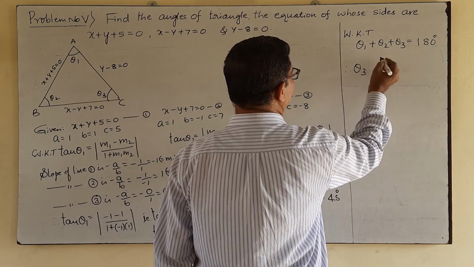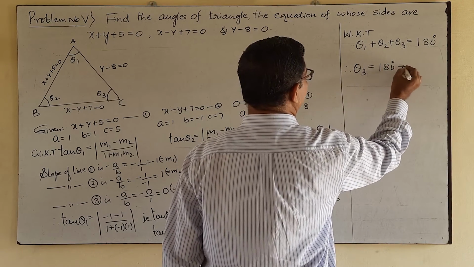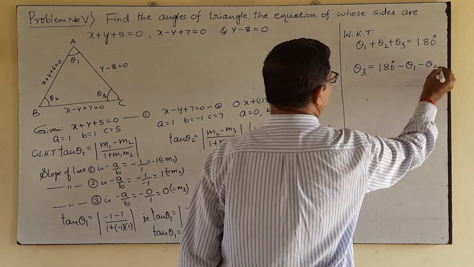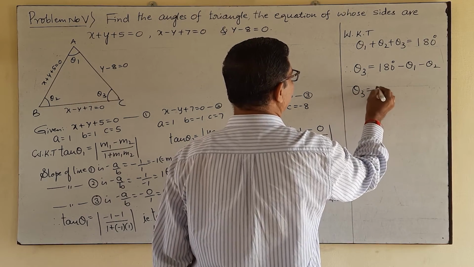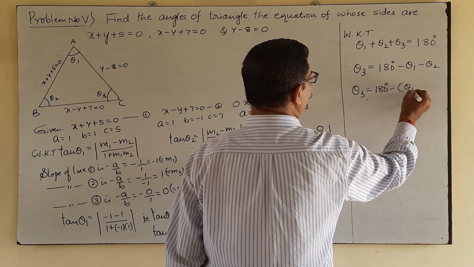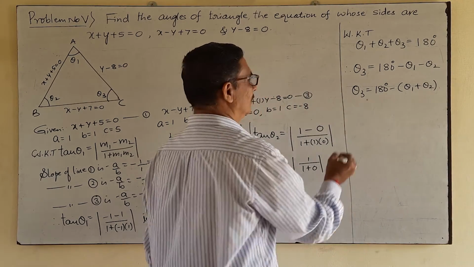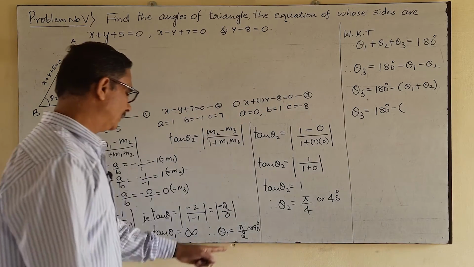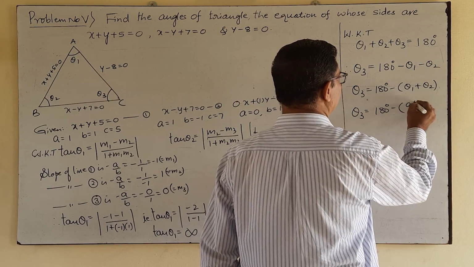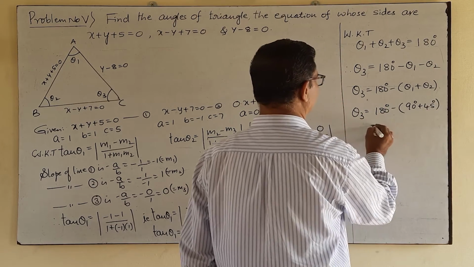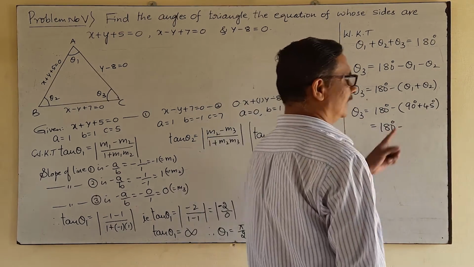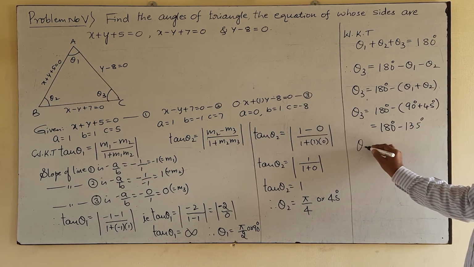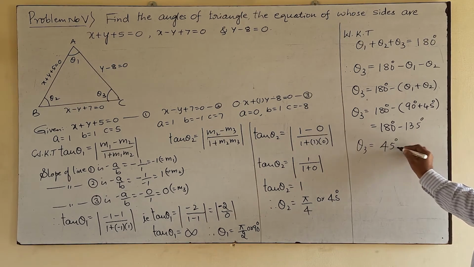Therefore, to find the remaining angle theta 3, theta 3 is equal to 180 degrees, minus theta 1 and minus theta 2, or theta 3 is equal to 180 degrees minus (theta 1 plus theta 2). So theta 3 is equal to 180 degrees minus (theta 1, angle 90 degrees, plus theta 2, angle 45 degrees). So 180 degrees minus (90 plus 45) degrees equals 135 degrees. Therefore, theta 3 is also 45 degrees.